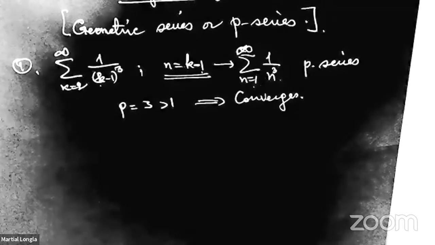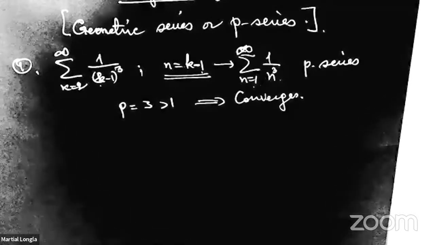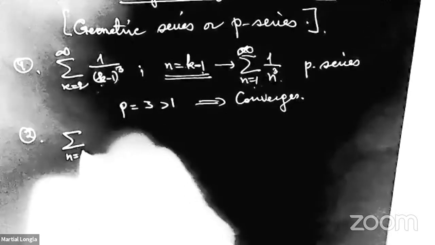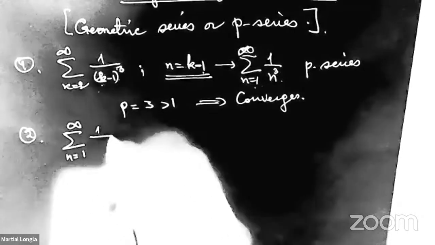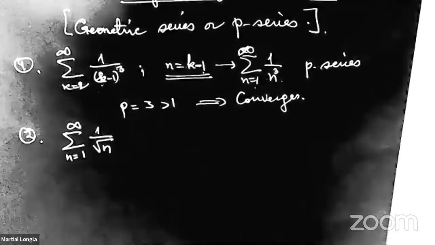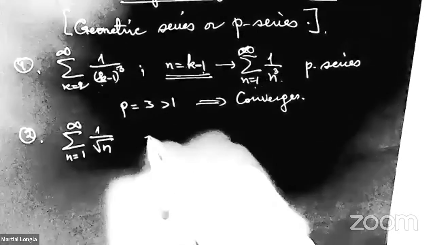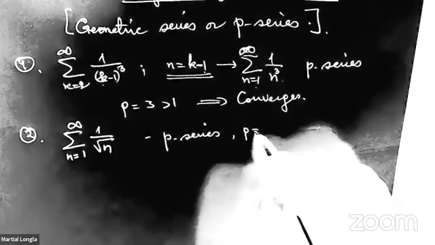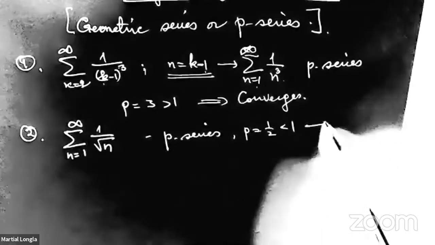And the example would just be straightforward. No need to manipulate anything. So like this one, the sum from n equals 1 to infinity of 1 over square root of n. Okay. This is a p-series. p equals 1/2, less than 1, diverges. Full stop.